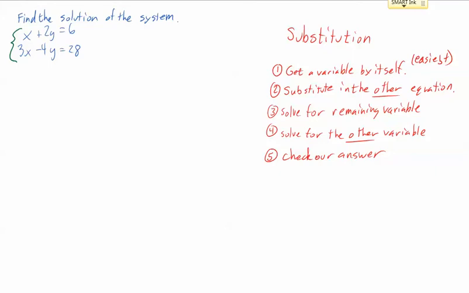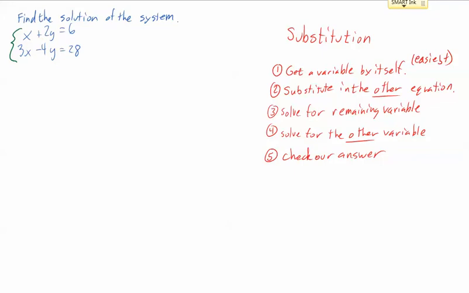All right, so the first thing that we want to do, I've already copied the instructions that we followed the last time. So the first thing we want to do is get a variable by itself. Now, last time we got y by itself because that didn't require any work. Y was already by itself. Now, in this case, what looks easiest to get by itself, to isolate? Is it the x here? That's almost by itself already. Is it the y that's attached to the 2? Is it the x that's attached to the 3? Or is it the y here that's attached to the negative 4?